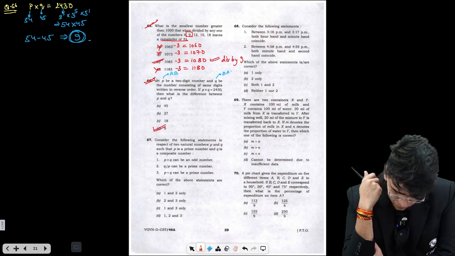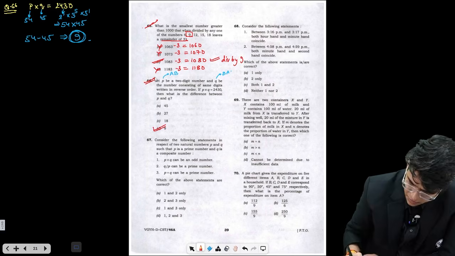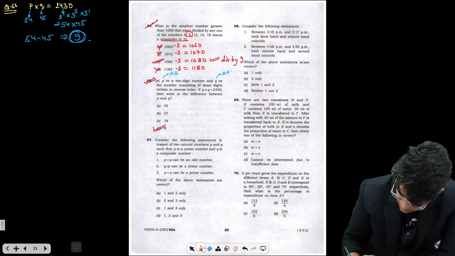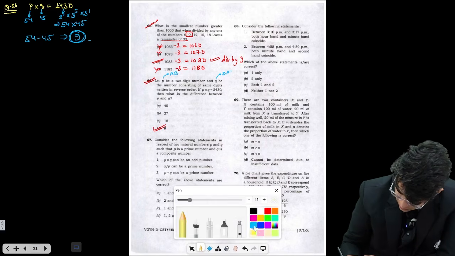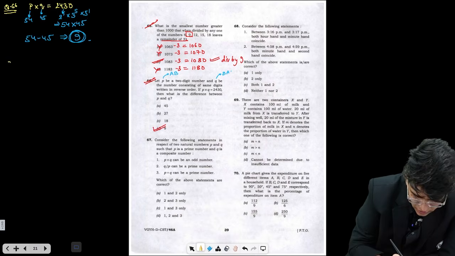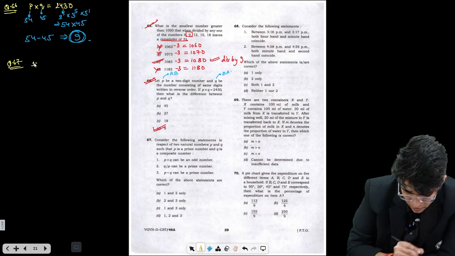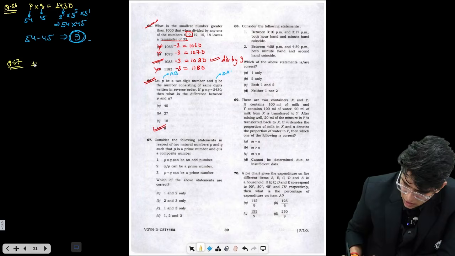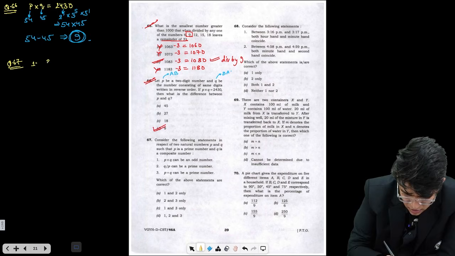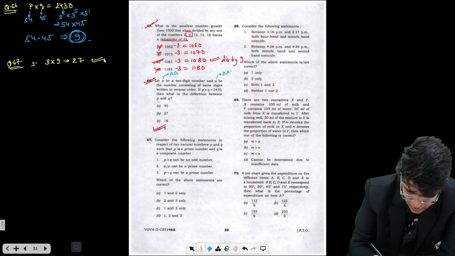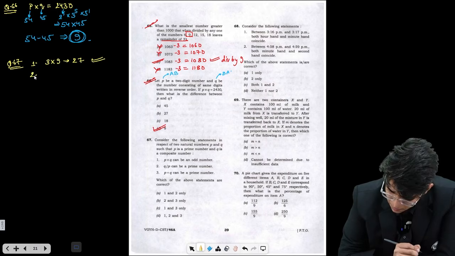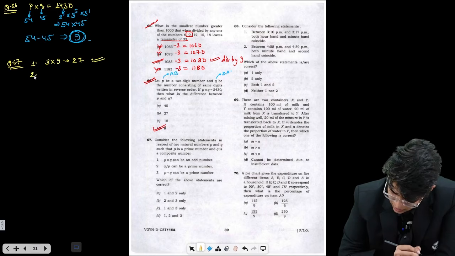Okay, chalo. Question number 66 is one of the easiest questions. You should not leave such questions in the exam. How? First, P is a prime number, Q is a composite number, can be an odd number. So prime number is 3, composite number is 9, can be 27, odd. Done. Second, Q is a composite number, 3 is a prime number, can be a prime number.